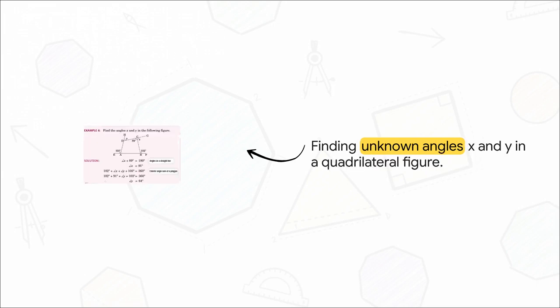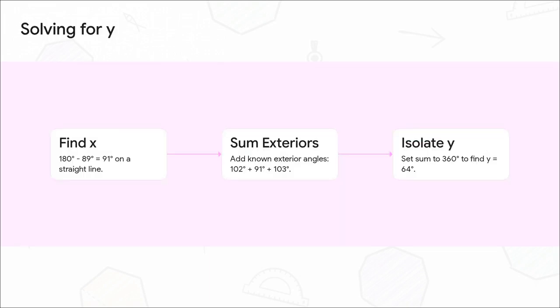Now for the final boss puzzle. Take a look at a complex quadrilateral figure. We have lines extending everywhere. Known exterior angles of 103 degrees and 102 degrees, a known interior angle of 89 degrees, and 2 total mystery angles, an interior angle labeled X and an exterior angle labeled Y. To solve this, we're going to have to combine straight line math with our unbreakable exterior angle law. Let's see how this builds step by step.